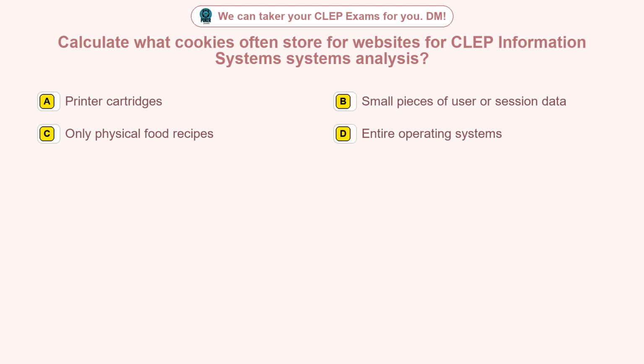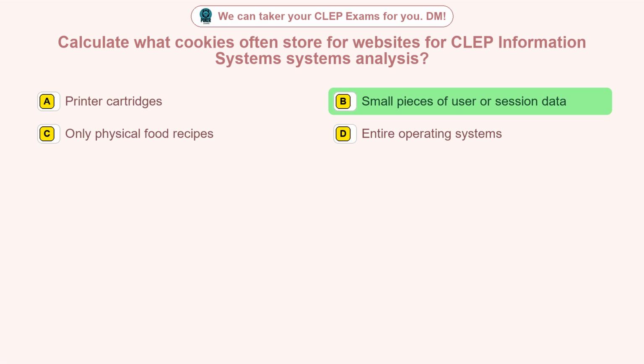Question 33. Calculate what cookies often store for websites for CLEP Information Systems analysis. Option A. Printer cartridges. Option B. Small pieces of user or session data. Option C. Only physical food recipes. Option D. Entire operating systems. The correct answer is option B.